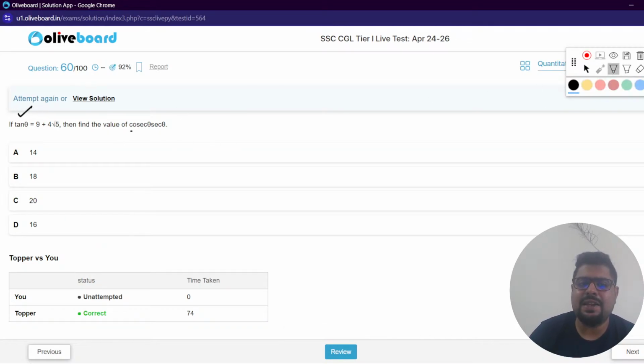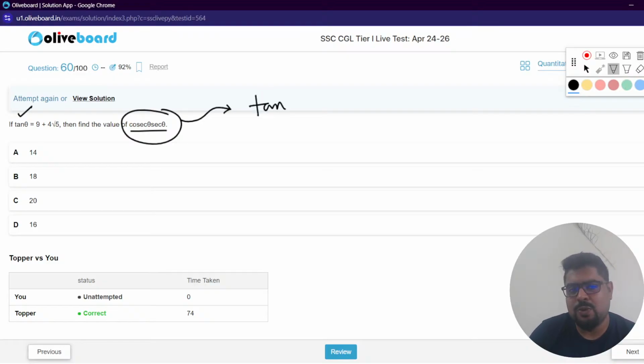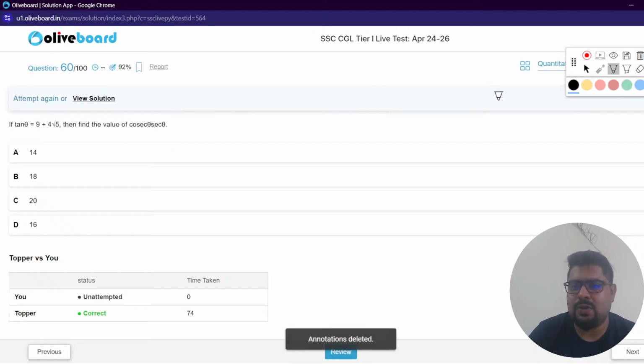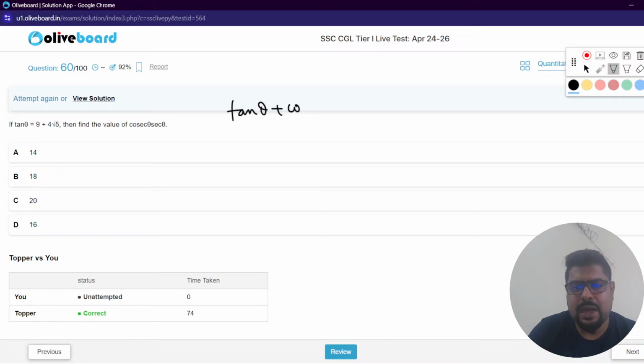Tan theta is given. Achha, cosec theta into sec theta. Sir, those who know, tan theta plus cot theta is equal to cosec theta into sec theta. Again, because the exam is very near, I am giving you the shortcut methods, the better methods.